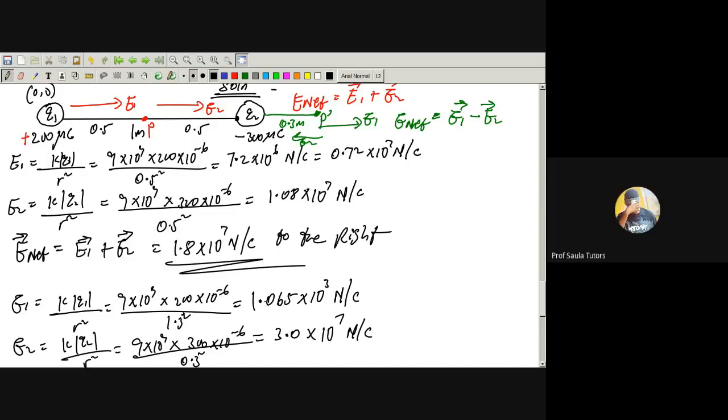Wait, what was the exact answer this gave you? 9 times 10 to the power 9 times 20 times 10 to the power minus 6. Are you putting 10 to the power minus 6 there? Yeah, that one gave, let me do it again. Do it again. 1.8 multiplied by 1000. Then answer divided by 1.3 squared.